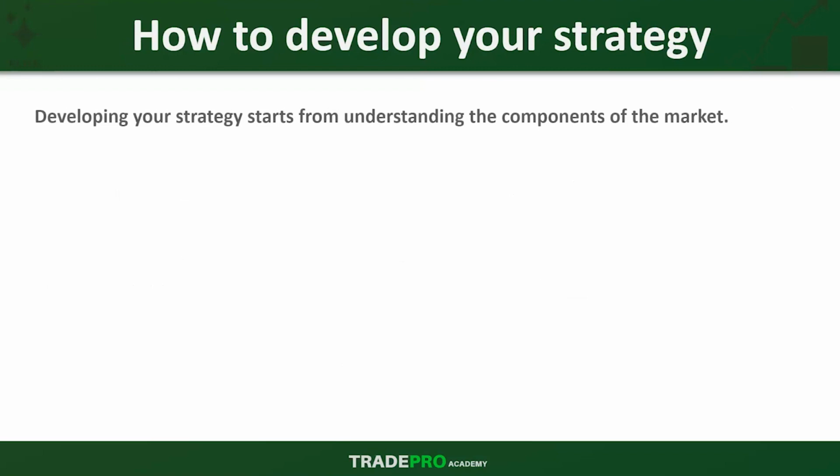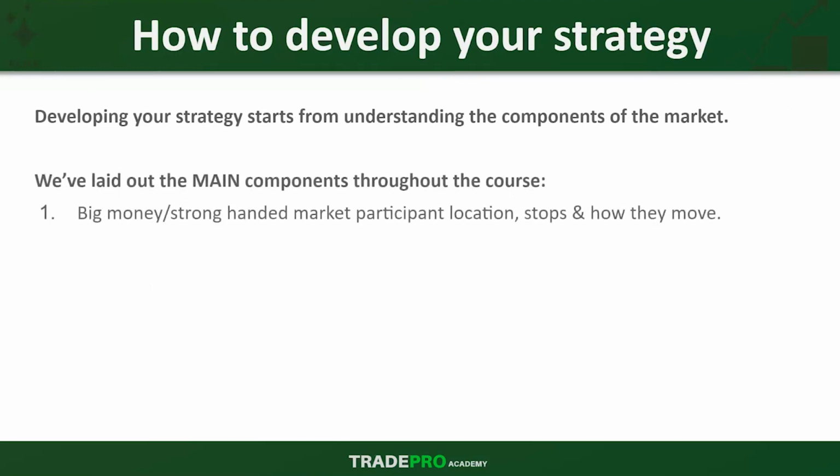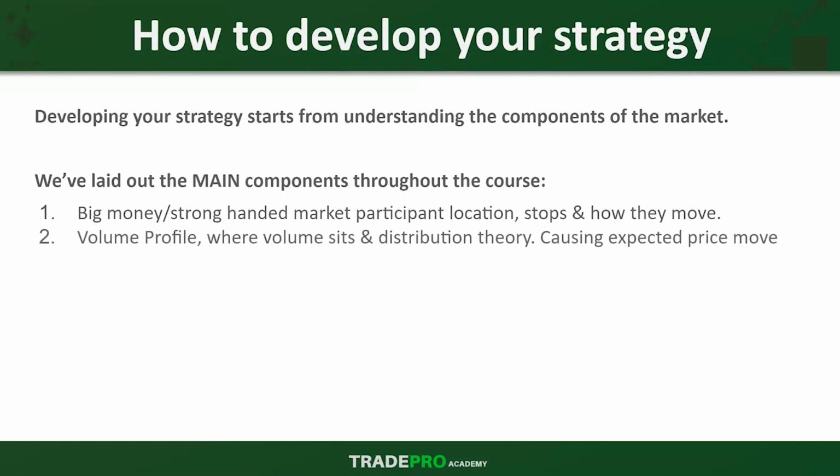So developing your strategy starts from understanding the components of the market, right? We've laid out the main components throughout this. Number one, big money or strong-handed market participants, where you can find them, where their stops can be, how they move into the market, where they're probably waiting. We talked about volume profile. Where does volume sit? And distribution theory, causing expected price moves.